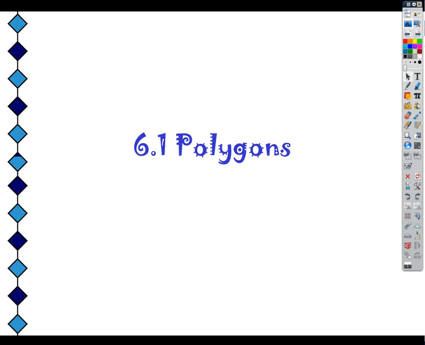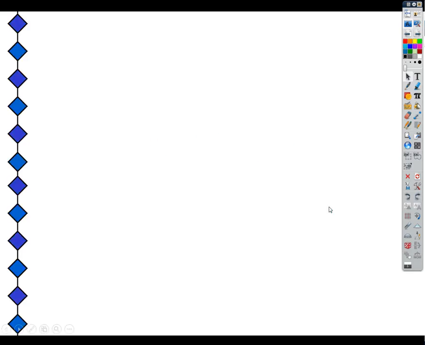So we're talking about polygons. What this chapter is mostly about is a certain type of polygon. We're talking about quadrilaterals. But we're going to come back later on in the year and look at other types of polygons also. So we'll briefly look at just what the definition of a polygon is and how we name them and classify them and things like that.